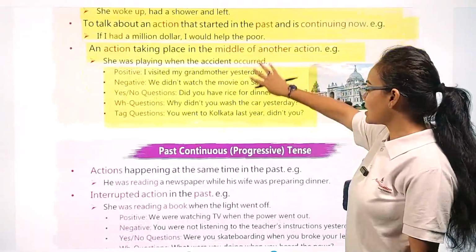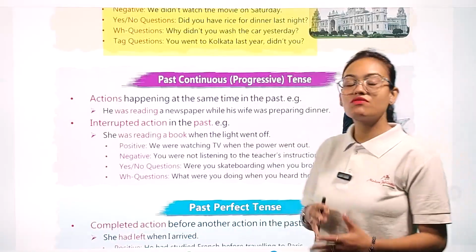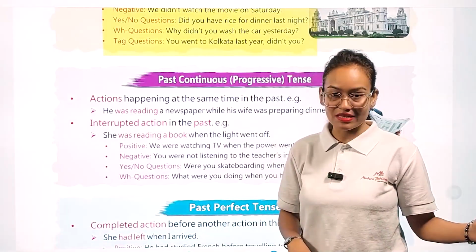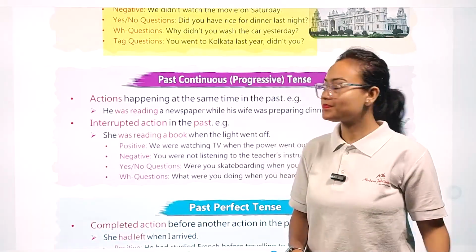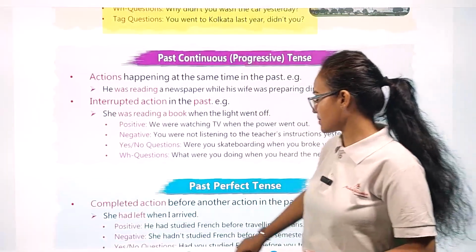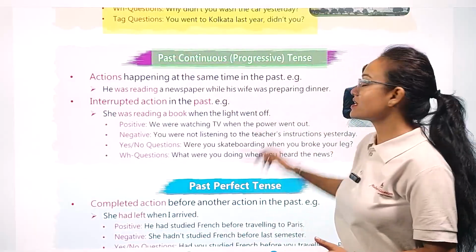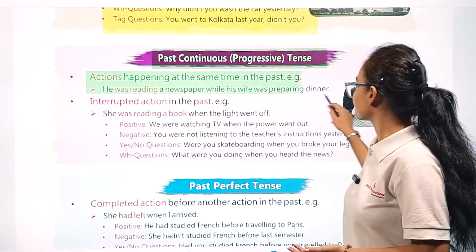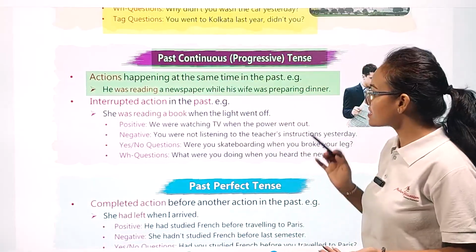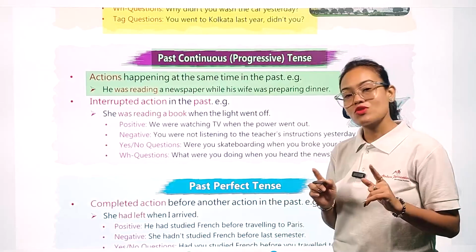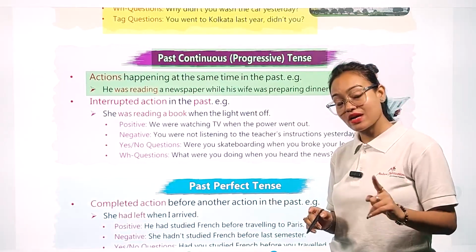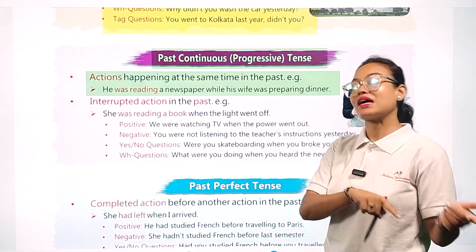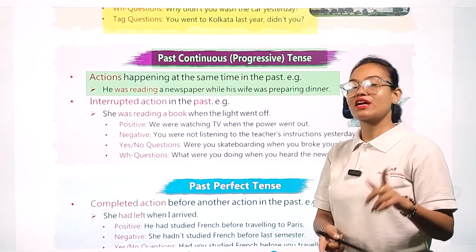Now the next is our past continuous tense. Whenever we are talking about any past incident, but in a continuous sense, means it is in continuous form. So how are we going to see it? Let's see. Past continuous, that is progressive tense. Actions happening at the same time in the past. Okay, so actions happened at the same time. Action is happening, means action happened at the same time, but in the past. And why past? Because we are talking about past tense.